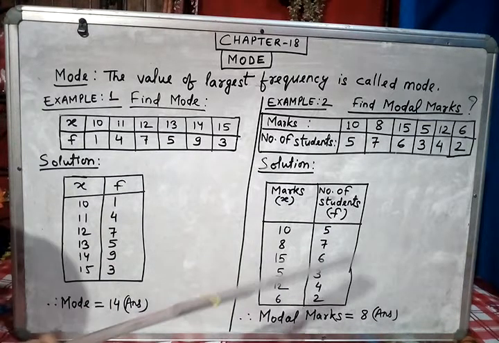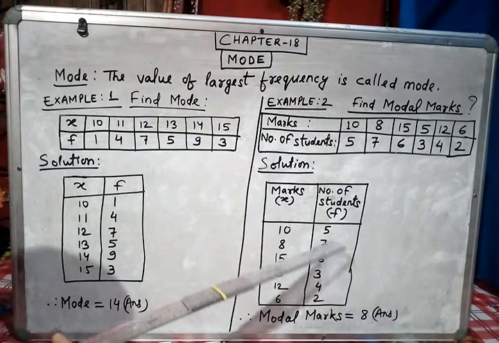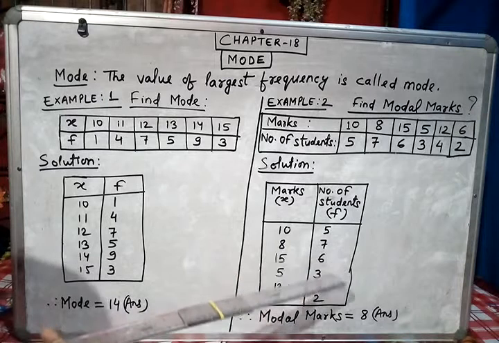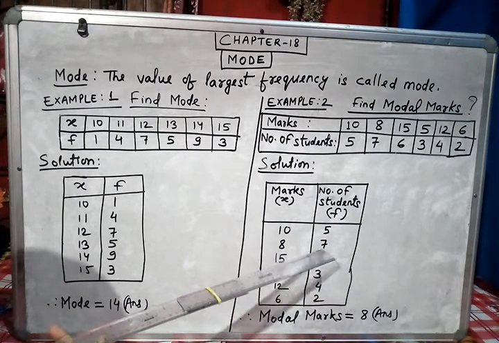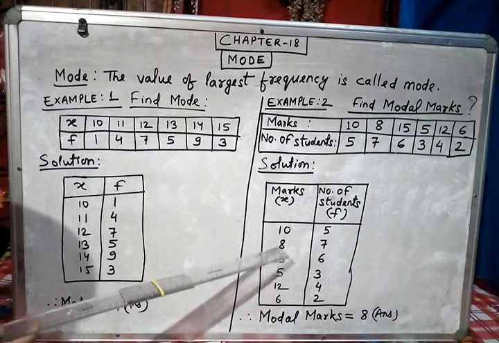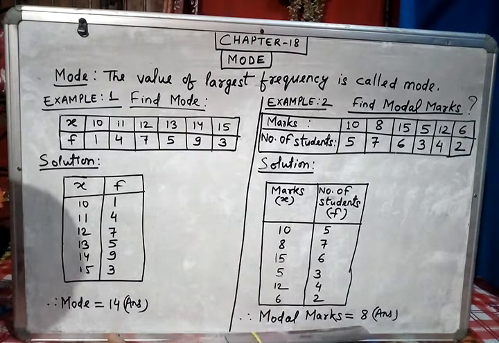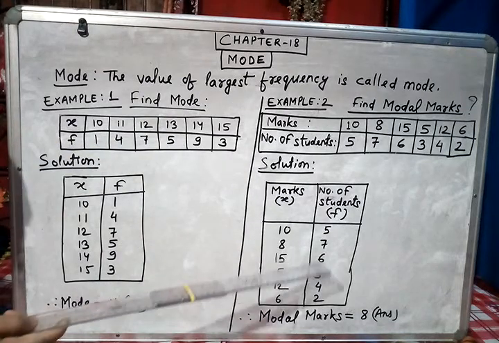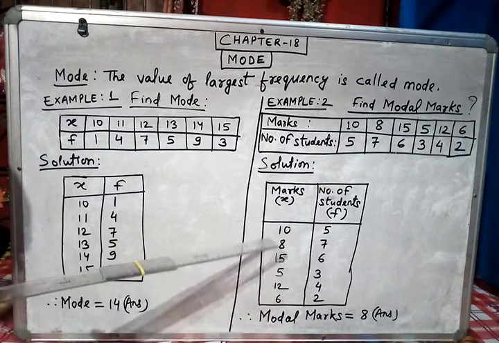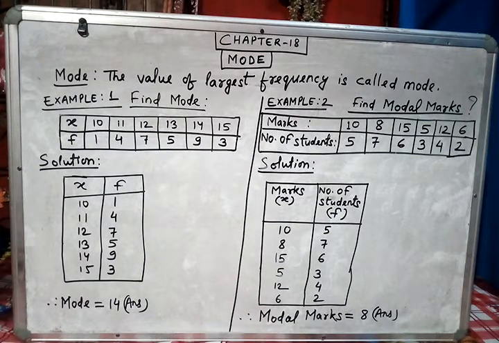Now you can see which is the largest or biggest value in frequency. The biggest value is 7. So what is the value of 7? 8 marks. So our modal marks will be 8, because the value of largest frequency is 7, its value is 8. So 8 is our answer.